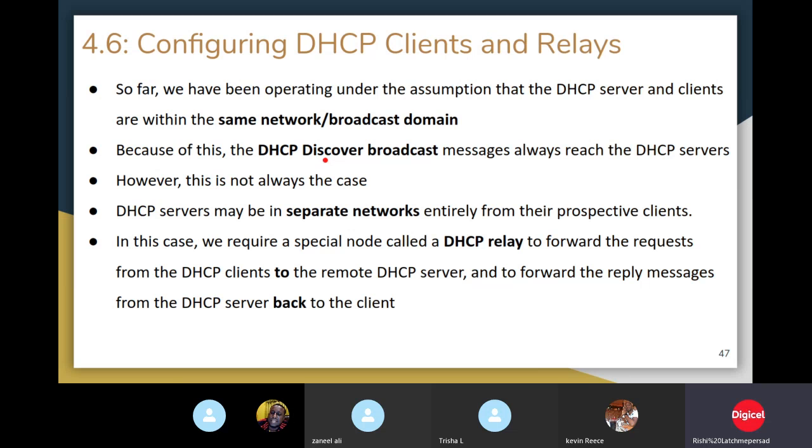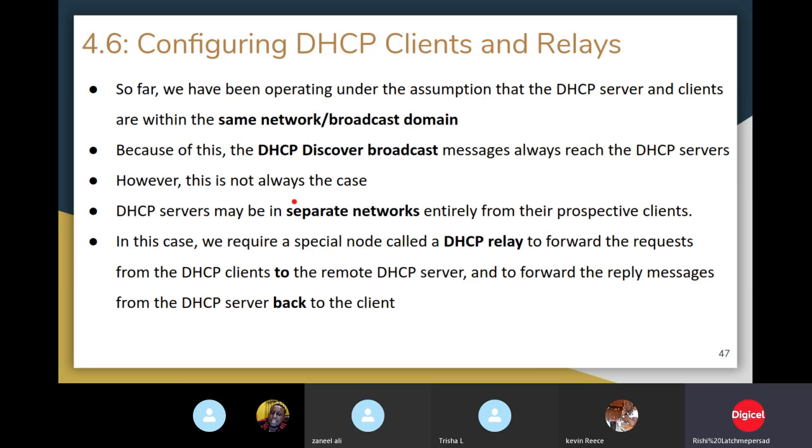And that broadcast message is limited to the broadcast domain, right? Remember, we discussed VLANs and segmenting the broadcast domain. So that discover message is a broadcast message that will go out and meet every device on that broadcast domain or on that network. And in many cases, you will have a DHCP server that could answer that discover message.